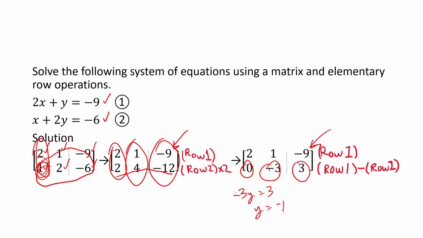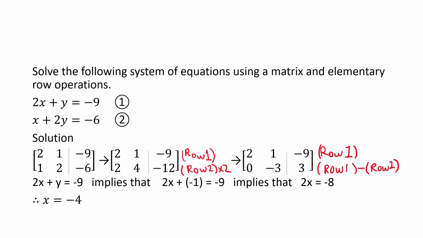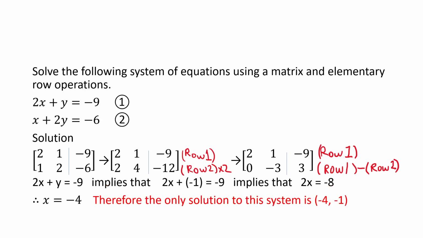Okay, so remembering that y is negative 1, we then go up to the first row where it says 2x plus y equals negative 9. We plug in the y value of negative 1, and we see that 2x is negative 8, meaning x is negative 4. And what we found out is that there is a solution to the system, and that the solution is negative 4, negative 1. And since there's at least one solution, then this is a consistent system.